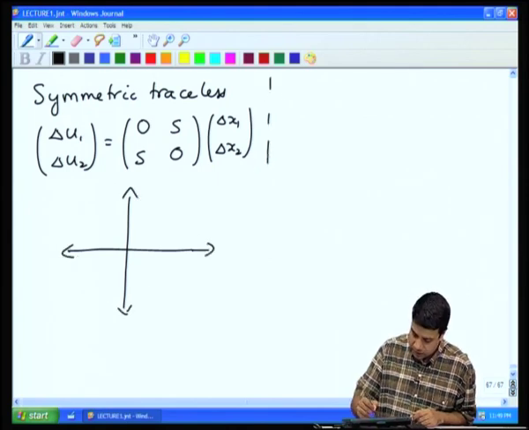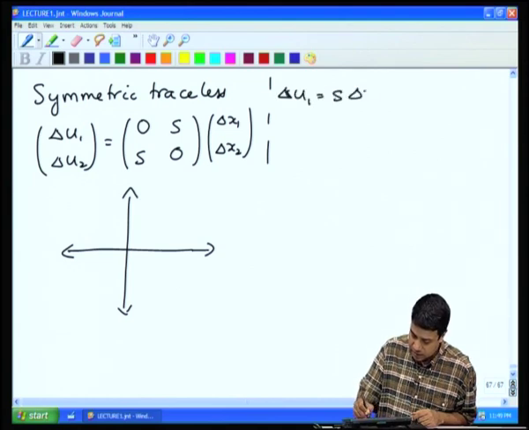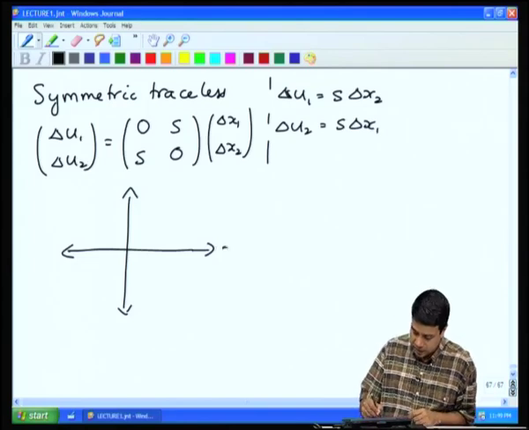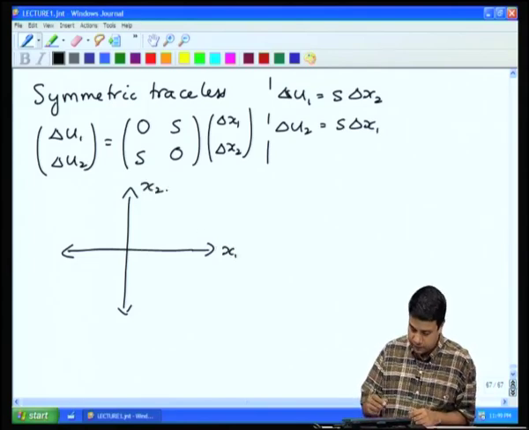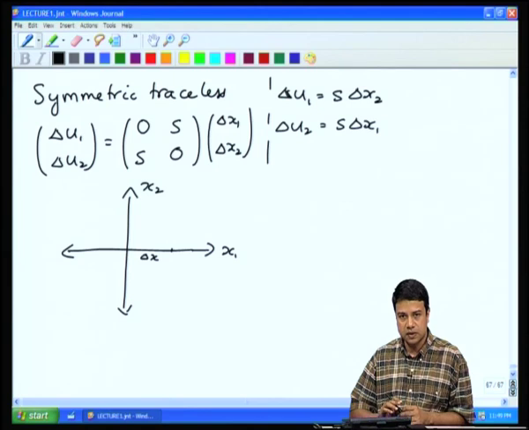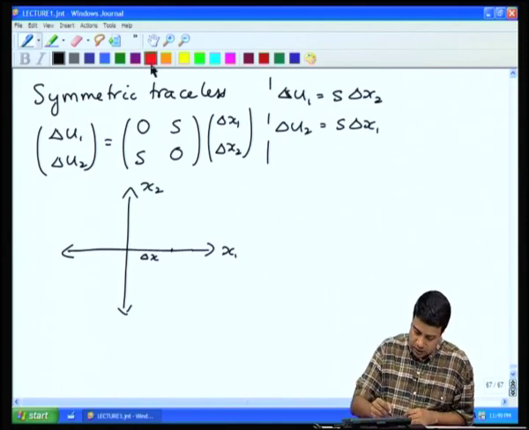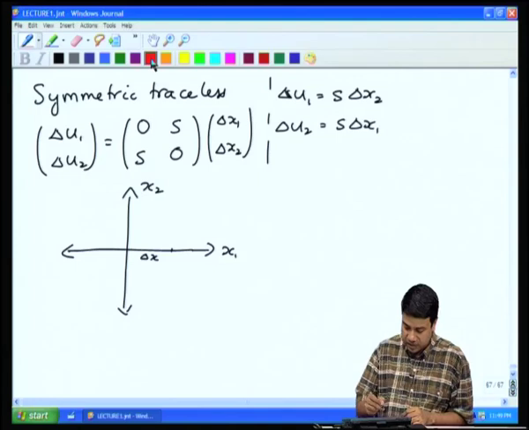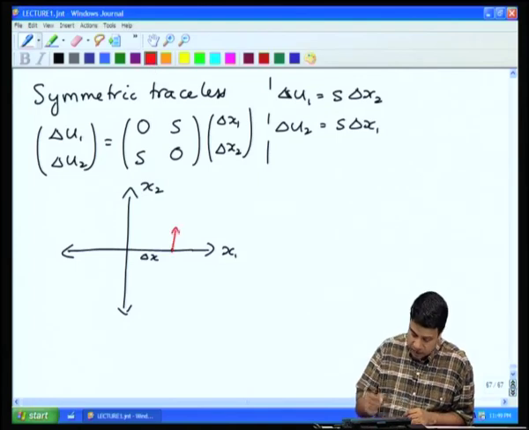In this case, delta u1 is equal to s times delta x2, delta u2 is equal to s times delta x1. So, this is x1, x2. If I go a small distance delta x in the x1 direction, delta x2 is equal to 0. Therefore, delta u1 is equal to 0. Delta u2 is equal to plus s times delta x1. So, you get something that goes like this.